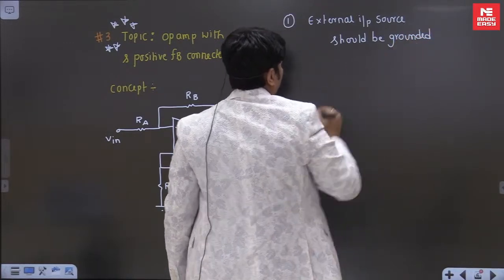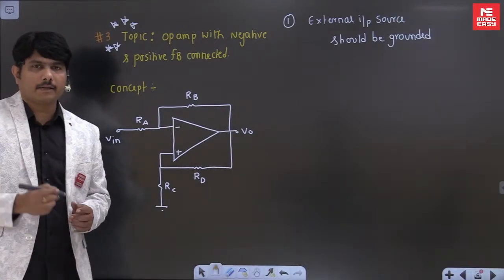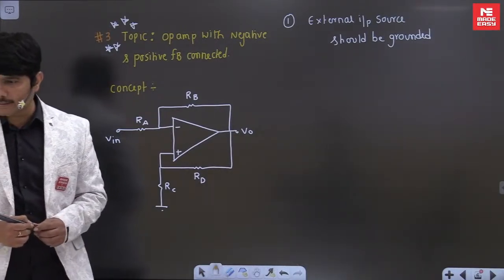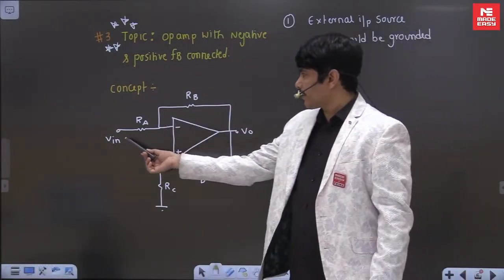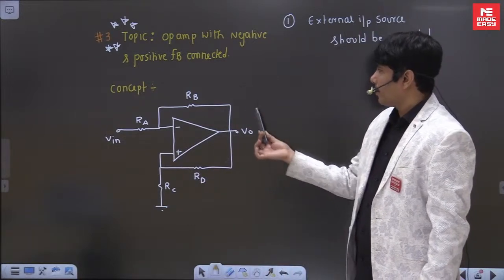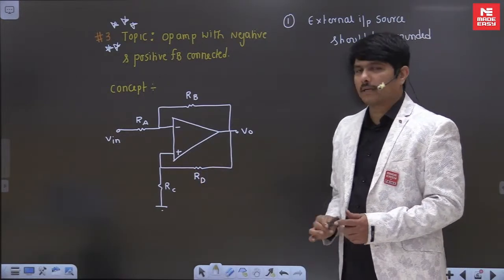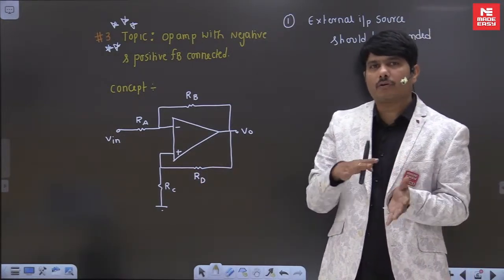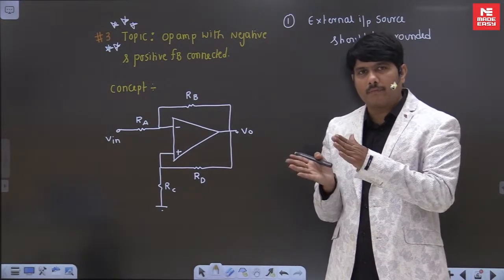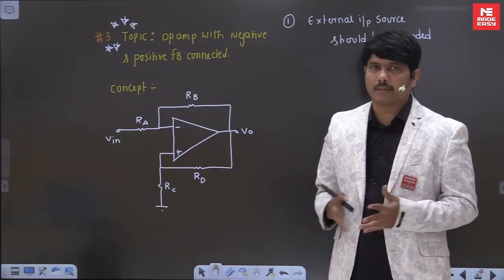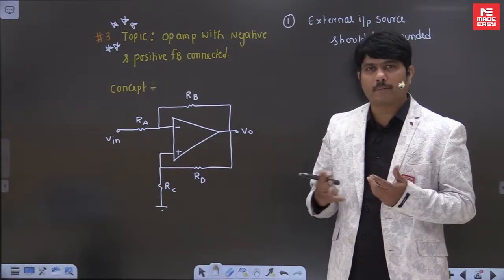Rule number 1. When you want to test which feedback is in the circuit, the first rule I apply is: external input, please make it ground. What is the reason behind this? If the input is grounded, I can find out from the output how much feedback is going to the negative side and how much to the positive side. If the positive side voltage is dominating the negative side voltage, I'll say it's positive feedback. If the negative side voltage is dominating the positive side, it's negative feedback. Like that, we can check which feedback is dominating. That is a simple trick I am applying.